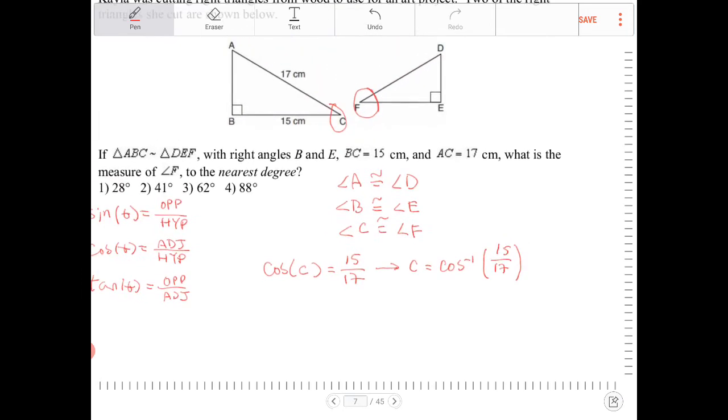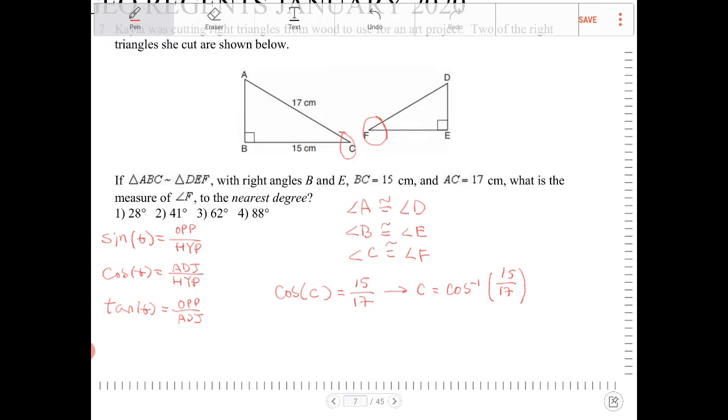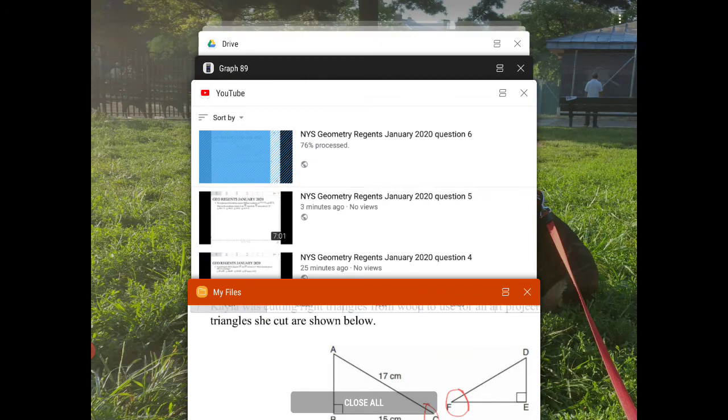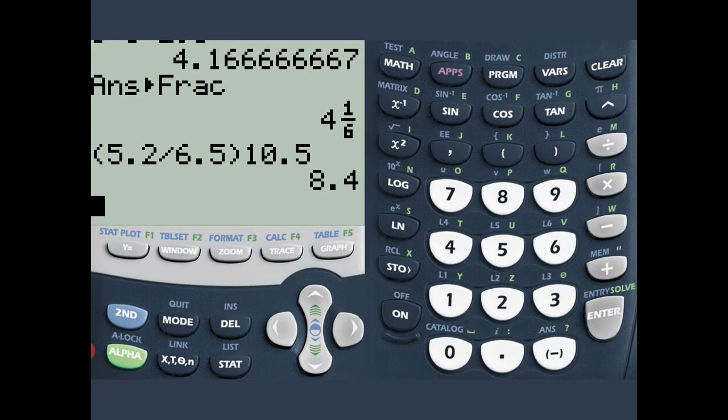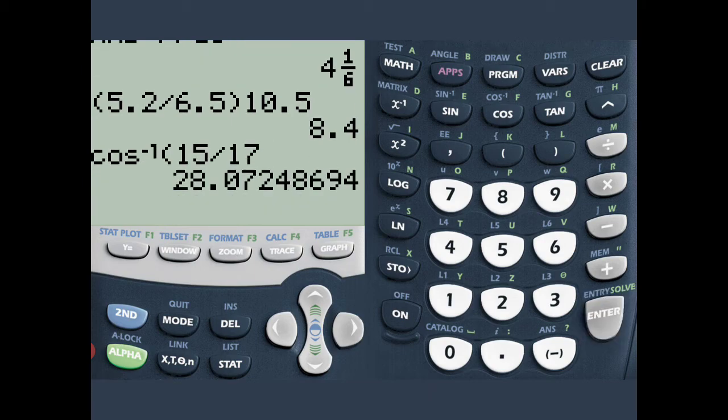Let's try to punch this into the calculator because we can't do this in our heads. As a matter of fact, people in history used to look this up in a trig table, but we're past that at this point in our mathematical evolution. We are going to use a calculator. So we put in arc cosine of 15 over 17, and then what we'll output is an angle measure.